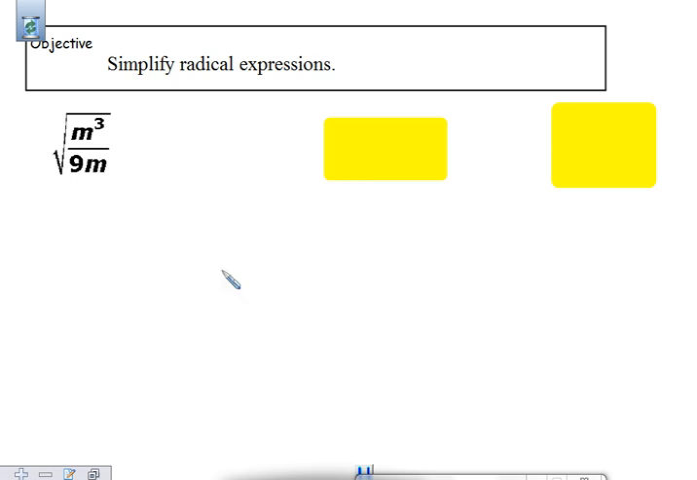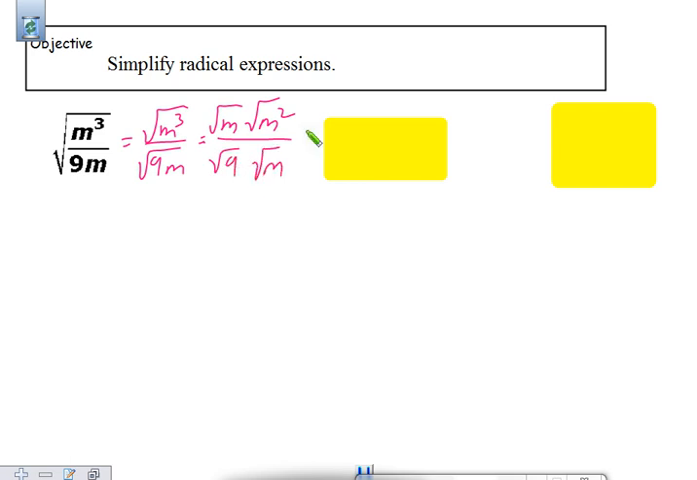So let's just see who is paying attention today. This first one, well, we could do it a couple ways. Square root of m to the 3rd and the square root of 9m, which means you'd have to break this odd one up into a square root of m times the square root of m squared. And then we have the square root of 9 divided by the square root of m there. But recognize that, wait a minute, we have a single square root of m here and a single square root of m there. Those reduce to 1.